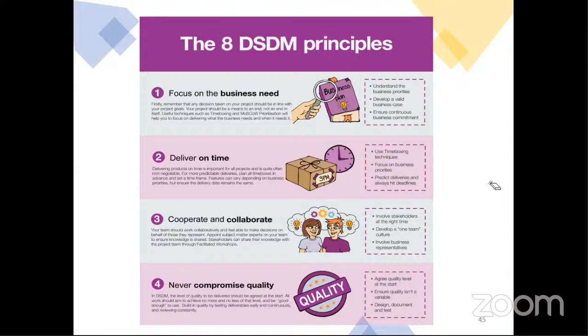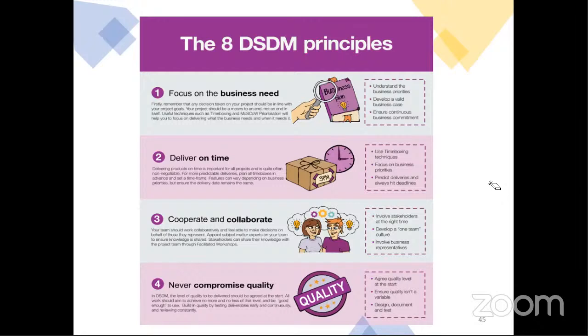Second is deliver on time. Use the time boxing technique, focus on the business priorities, predict the deliveries, and always hit the deadlines. The third principle is cooperate and collaborate. Involve stakeholders at the right time. Develop a one team culture. Involve the business representatives so that we can have the collaboration in one place.